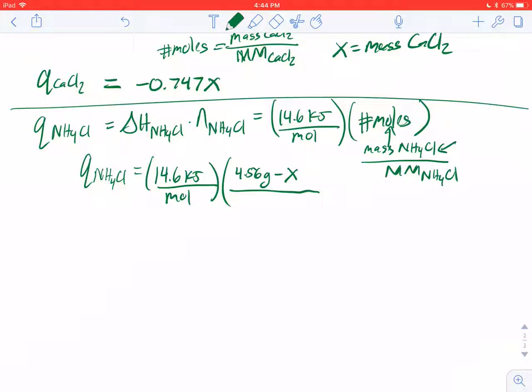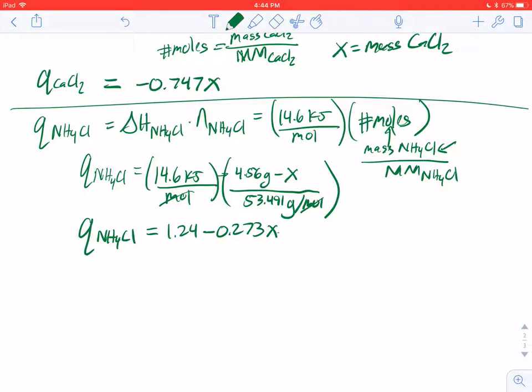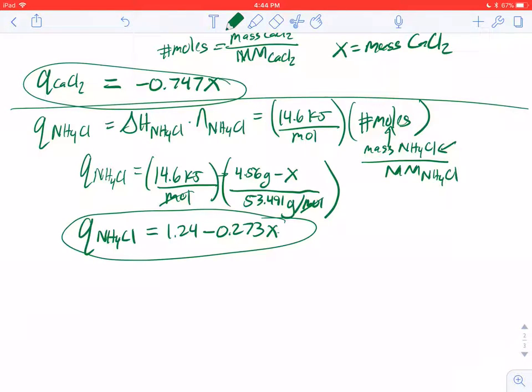And if the sum of those two is 4.56 for our mixture, and then the molar mass is 53.491 grams per mole. So now again, our moles cancel out, and if we go ahead and expand this, just because we're going to use it in the next step, we're going to multiply across here and then divide by our 53.491, we're going to get 1.24 minus 0.273x. So now we have an expression for how we've defined the heat of our calcium chloride and the heat of our ammonium chloride with respect to the mass x of our calcium chloride.